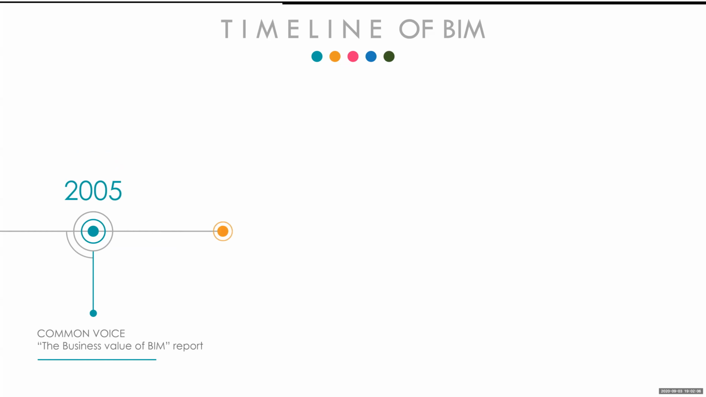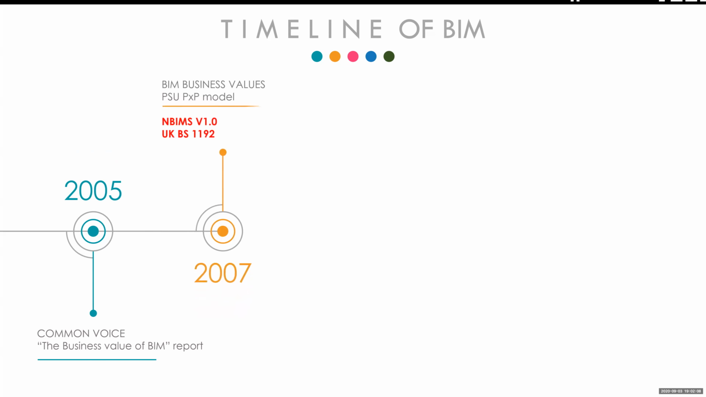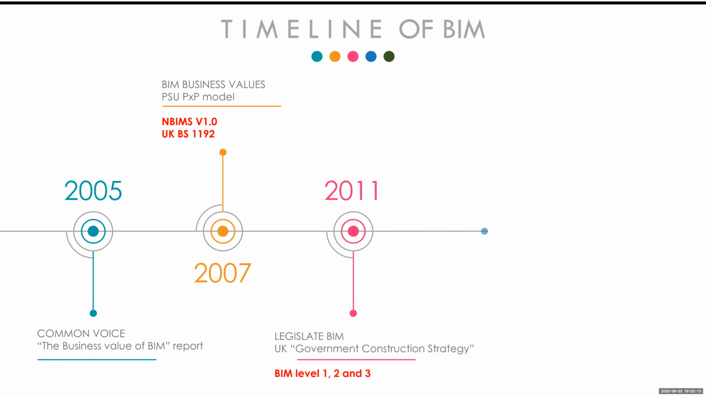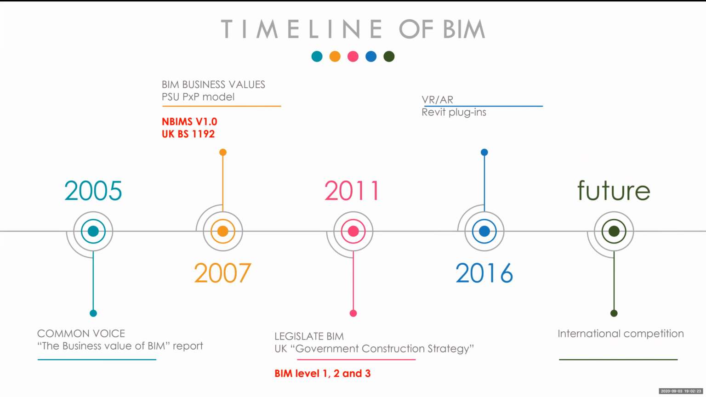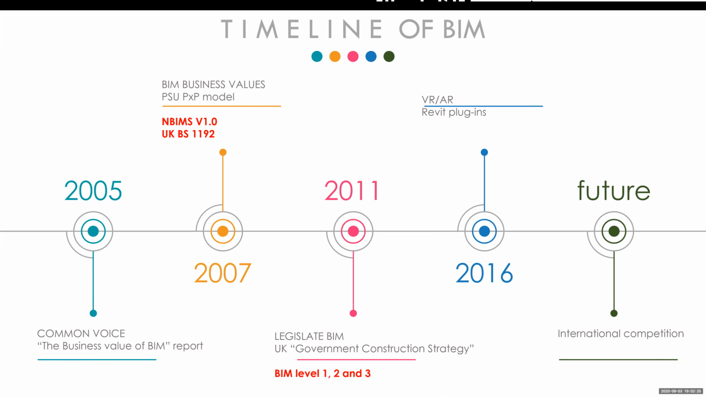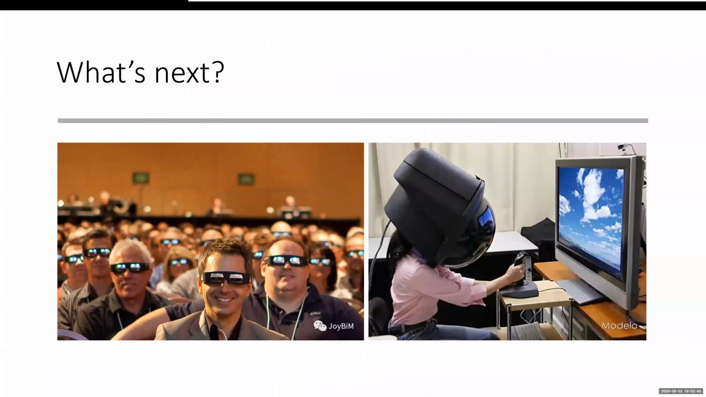In 2005, the industry started to have a common voice on BIM. They talked about the business value of BIM. 2007, we had the first standard, NBIMS 1.0, and the UK had its first standard, BS 1192. 2011, the UK legislated BIM and called it the Government Construction Strategy, with 3 levels to achieve. And 2016 was the first time VR and AR started to be used together with BIM. Who knows what the future looks like? What's next? We don't know.